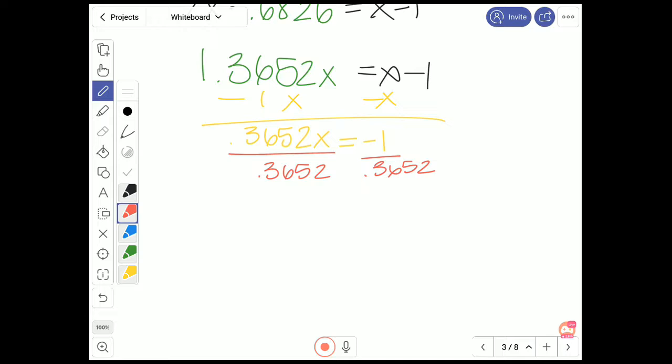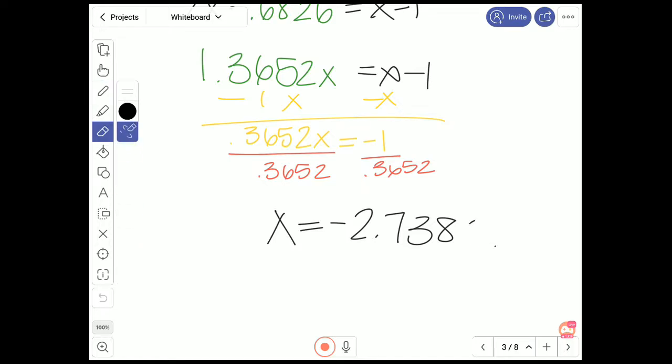So, negative 1 divided by 0.3652 is going to give me x equals negative 2.7382. And it did ask us to round to the nearest thousandth, so that just means it wants negative 2.738. So that would be my answer.